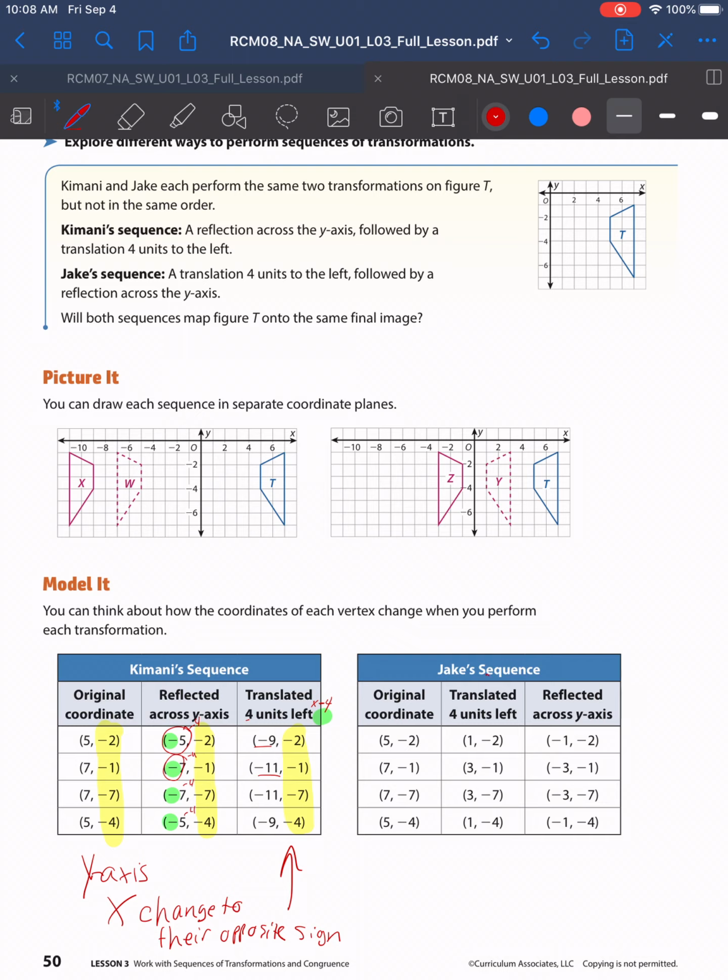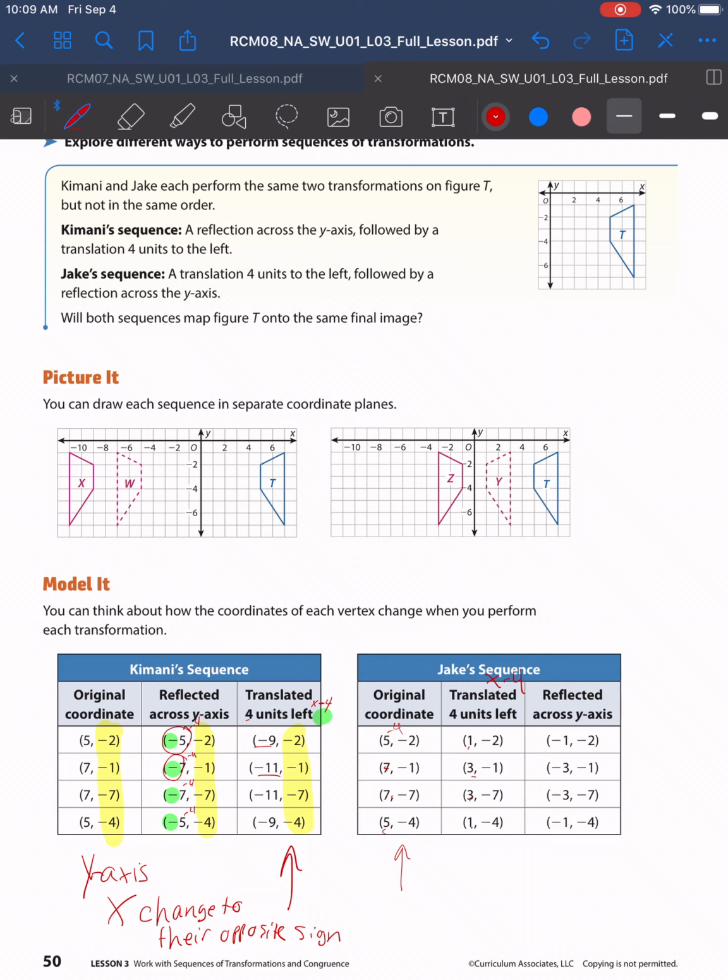Okay? Now Jake, he translated first. So he took x minus 4 first. So here's the originals over here. Take the x coordinate and subtract 4. 5 minus 4 is 1. 7 minus 4 is 3. 7 minus 4 is 3. 5 minus 4 is 1. Okay, the y's all stayed the same.